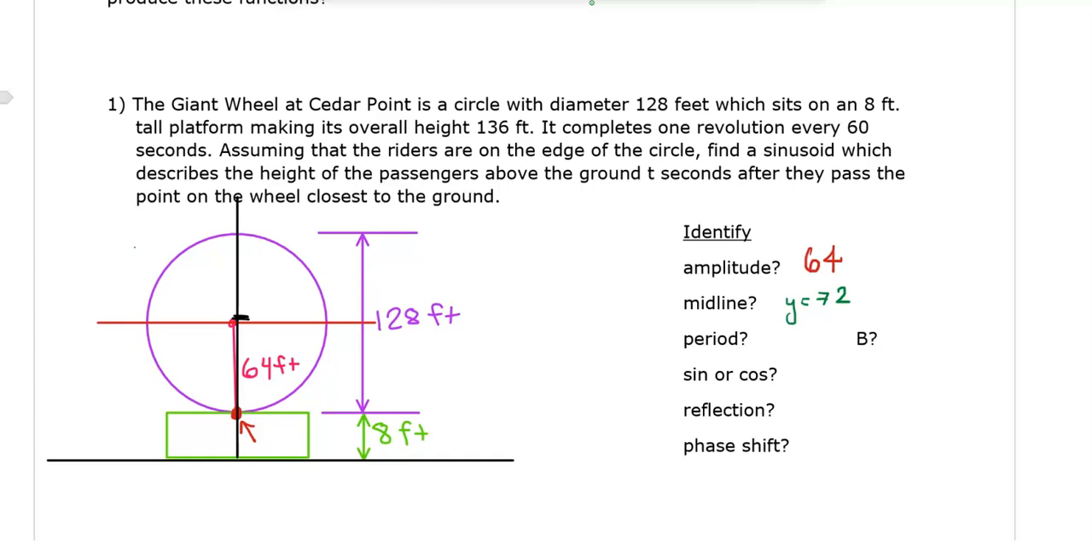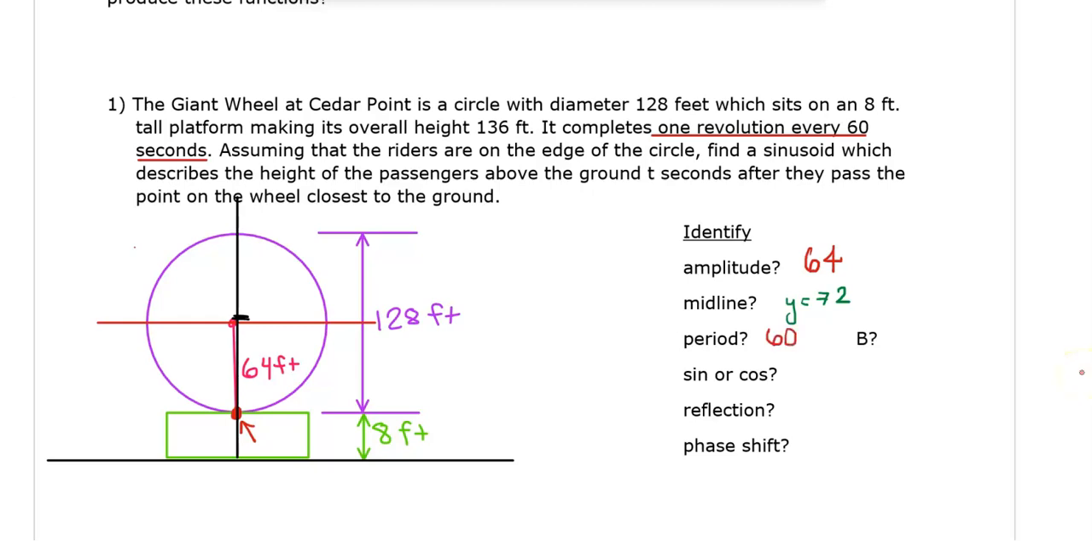Now, the period is going to be 2 pi over b. And so we've got to figure out what that's going to be. We also know, where does it say? Just got to find where it is in the question. It completes one revolution every 60 seconds. So one revolution every 60 seconds. So we have that information in here. And so what we need to consider is that that's going to be our period, which is just 60.